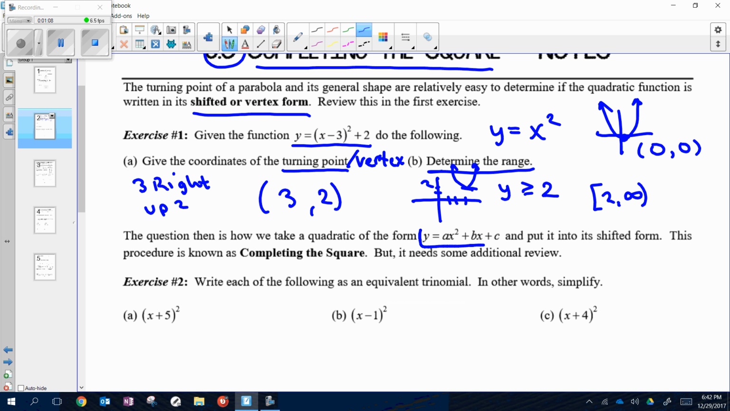If it was written in the other form, standard form, how do you change it from that form into shifted form? And that's the process that we're going to look at called completing the square.